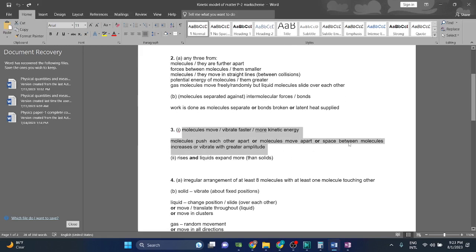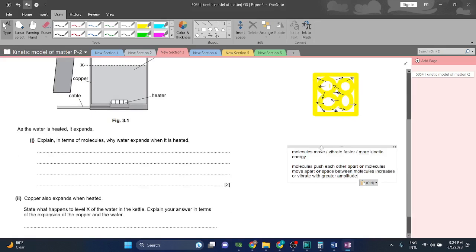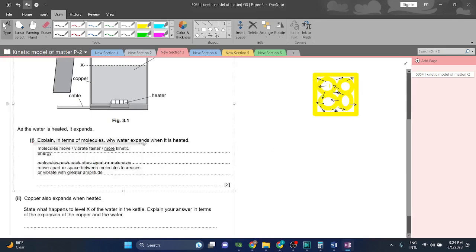Molecules push each other apart. Molecules move apart. Space between molecules increases, or they vibrate with greater amplitude. More kinetic energy, just like I told you. They're going to vibrate very fast, and when they vibrate, they're going to make more room.